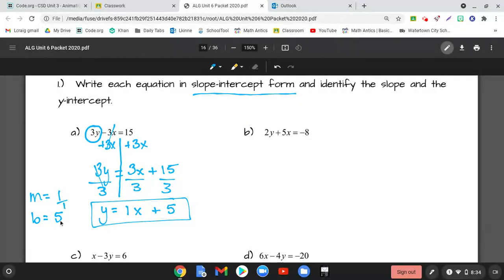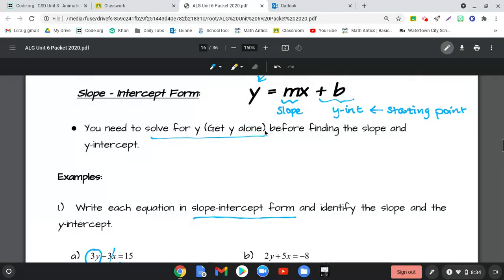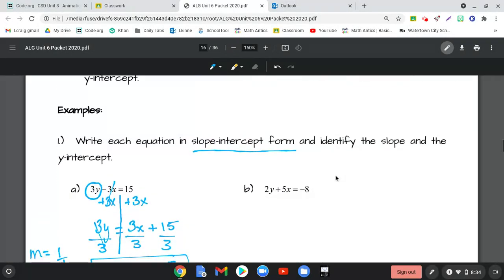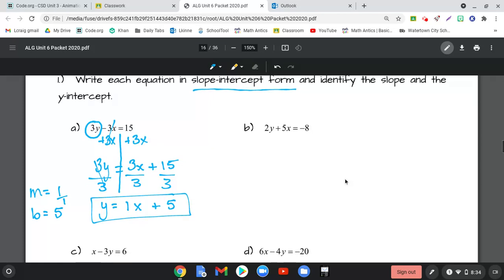In terms of graphing, we'd start at 5 and go up 1 over 1, up 1 over 1. And I'm using the m and b because remember, m is your slope, b is your y-intercept. Okay, let's do the next one.